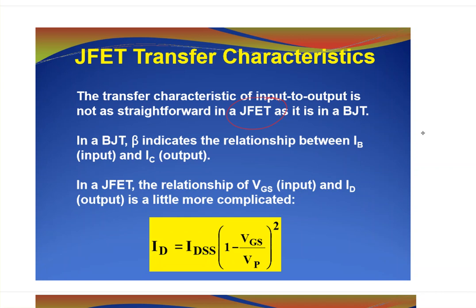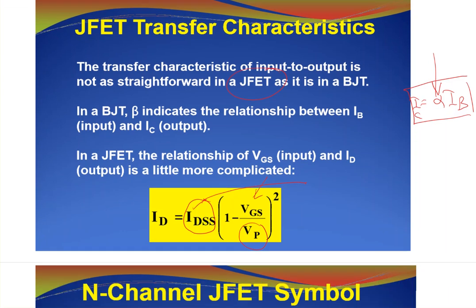We just said it's nothing but an alpha: IC was alpha times IB. So very straightforward, where alpha is a constant. Here in JFETs, the relationship between VGS, which is the input, and the drain current ID, which is our output, is something like this. For a certain value of VGS, we got the value of IDSS, and we know our value of VP, the pinch-off value, and here this is the voltage that we are interested in.